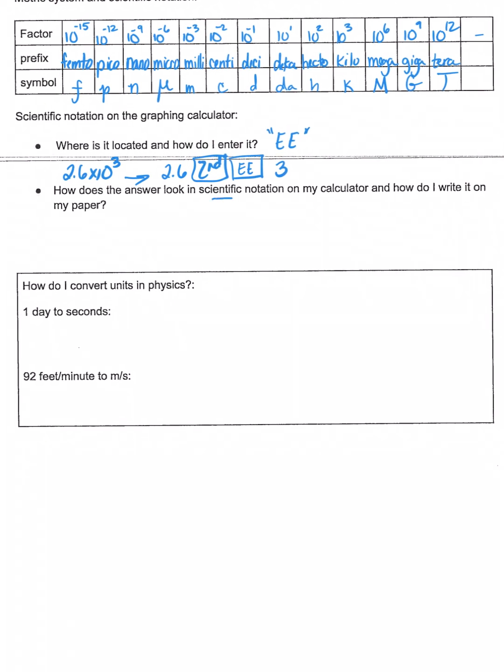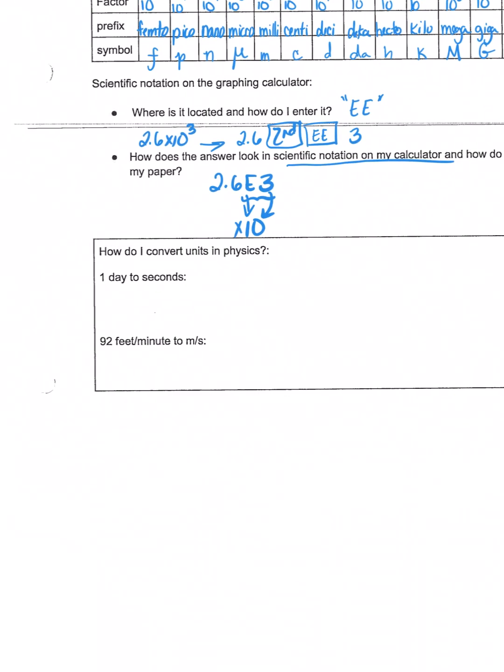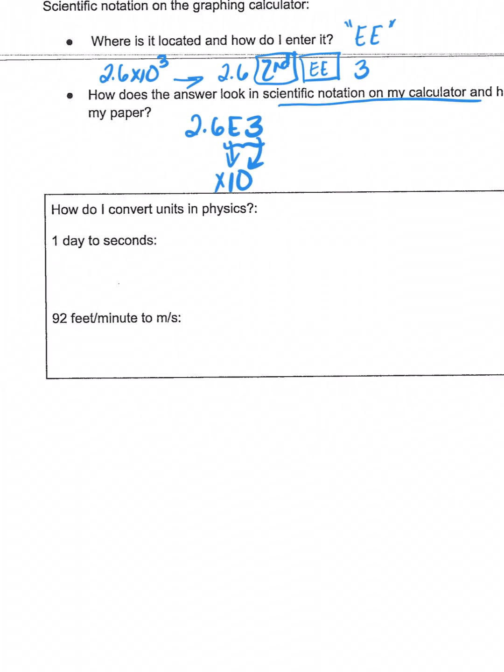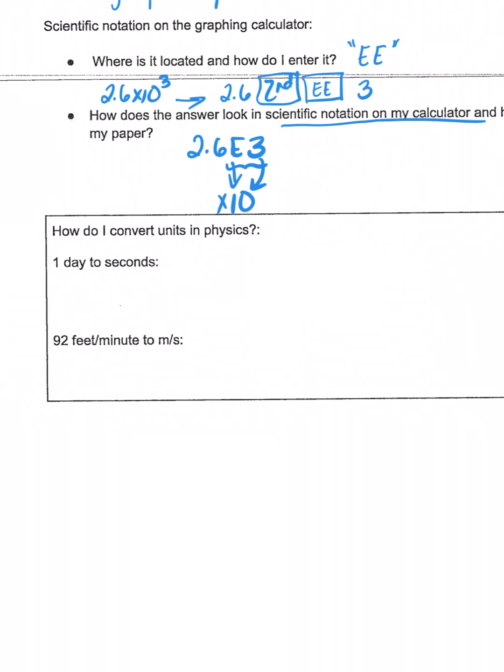Well, scientific notation in your calculator doesn't do EE. It would do more like 2.6 E3. This right here is the scientific notation. This right here is times 10, and this right here goes there. Okay? All right.